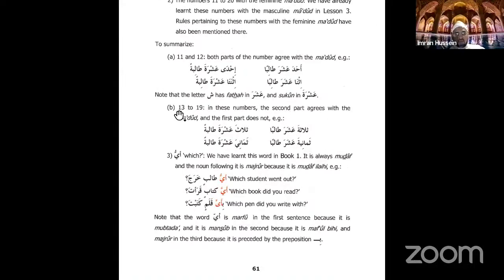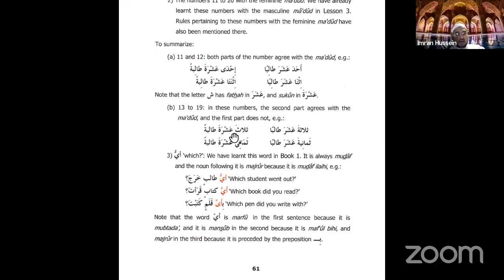Now this is important. With 11 and 12, the unit and the tens both correspond to the thing which has been counted. From 13 to 19, the second part agrees. When it says the second part, it means the tens. So if we look at talibatan, it means female students. The word asharata is feminine, which is the second part, and talibatan is the ma'dud. But the first part is the opposite gender to the thing which has been counted.